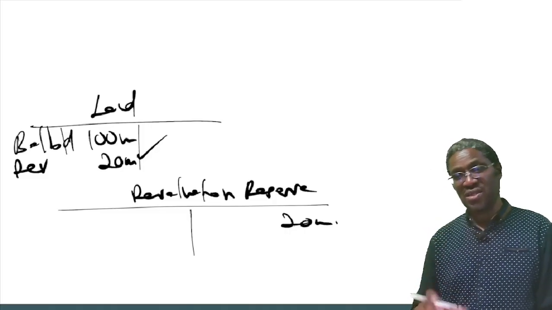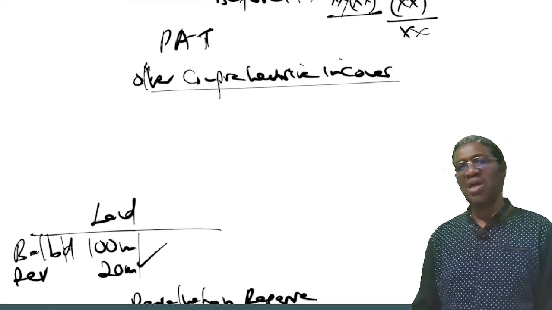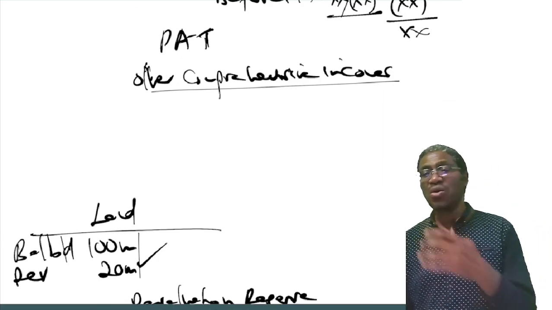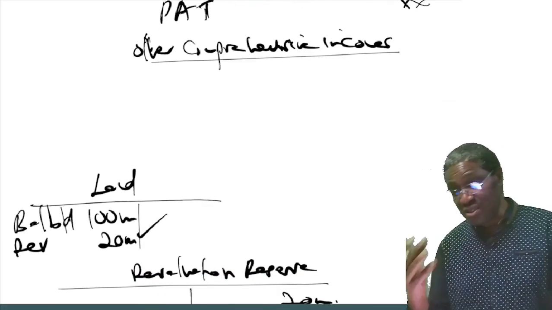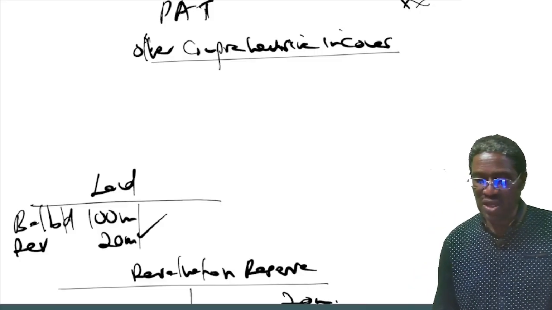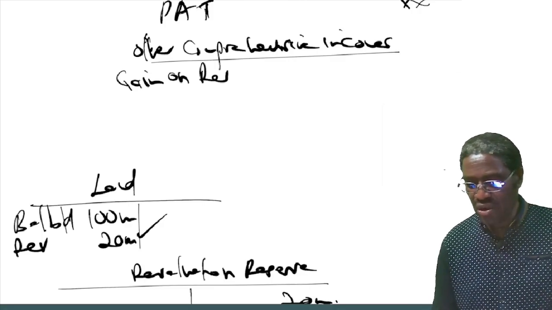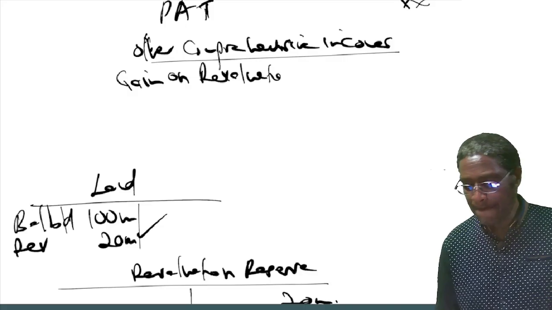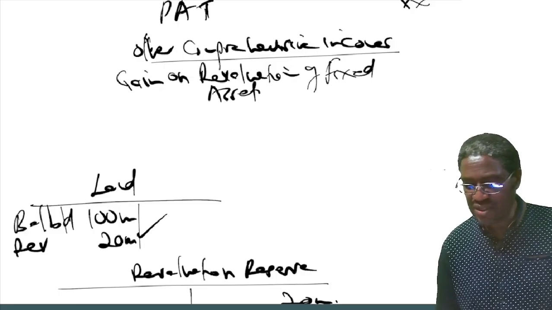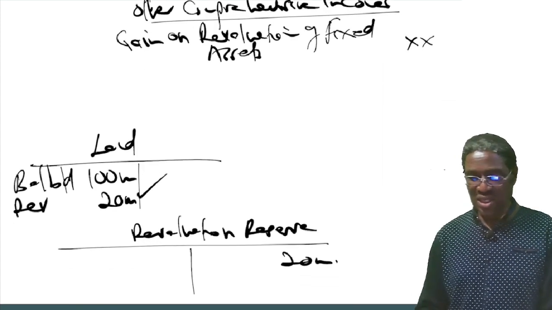Yet they are gains. So that's when you come and show them under this section we are calling other comprehensive income. So one example of what we can classify as part of other comprehensive income could be the gain on revaluation of fixed assets, or what you can call non-current assets. Good. That's one example.